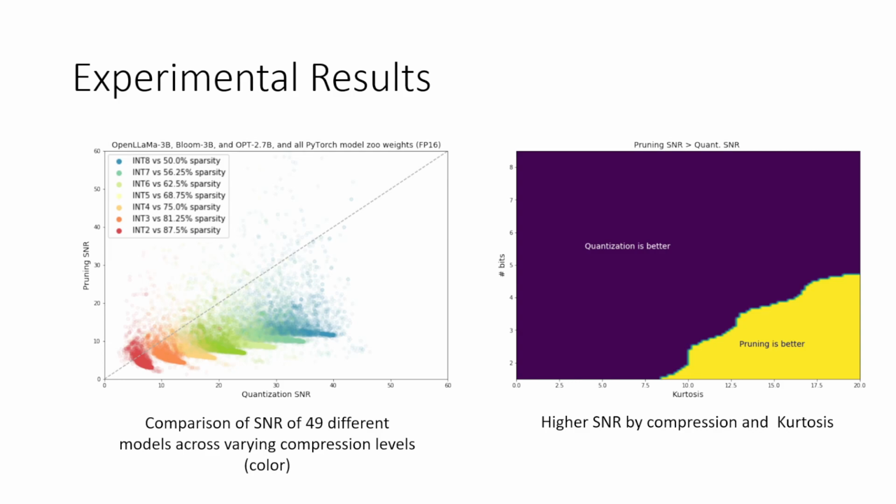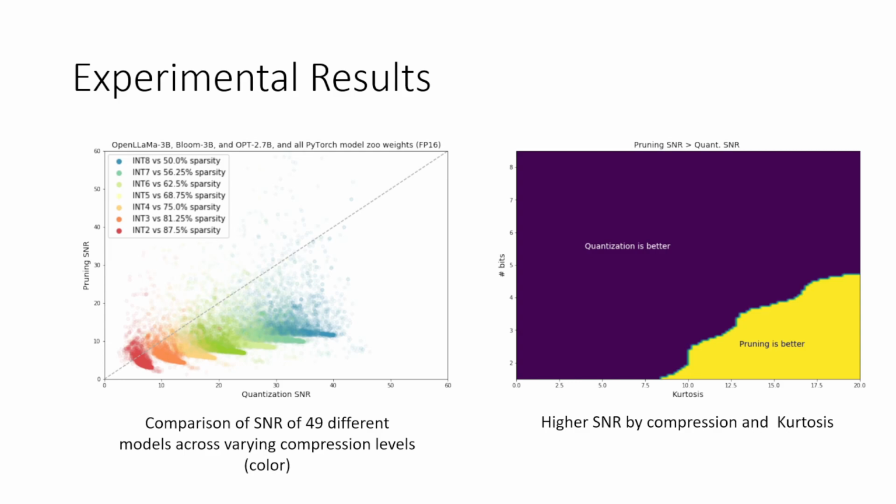So what the team did is they ran this experiment on 46 of the PyTorch Model Zoo weights, or 46 PyTorch models, as well as 3 large language models. And what this graph on the left is showing us is that as we move along the x-axis, this is our quantization signal-noise ratio, and the y is our pruning. This diagonal line is insinuating that anything above this line, pruning is going to perform better, and anything below the line, quantization is going to perform better. This is because this is the ratio between quantization and pruning SNR.